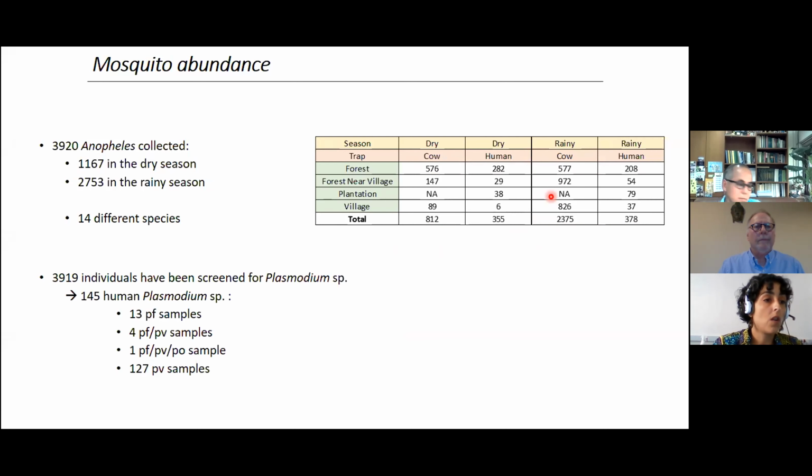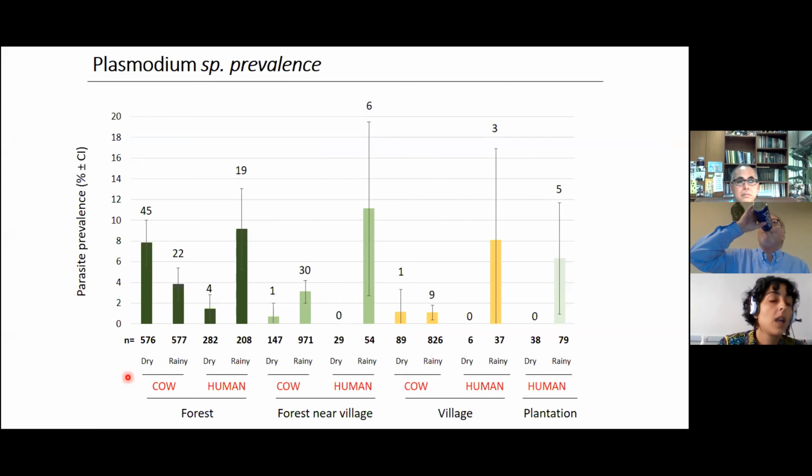We screened all these mosquitoes except one, and we found 145 human Plasmodium positive samples, both in human and cow baited nets, mainly Plasmodium vivax parasites. Here you have a representation of the malaria prevalence on the y-axis, shown for the different types of sites, the 2 different kinds of traps, in the dry and the rainy season.